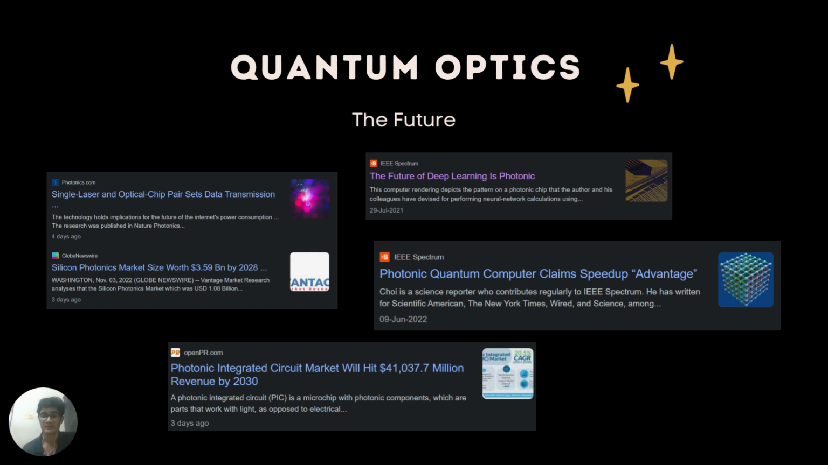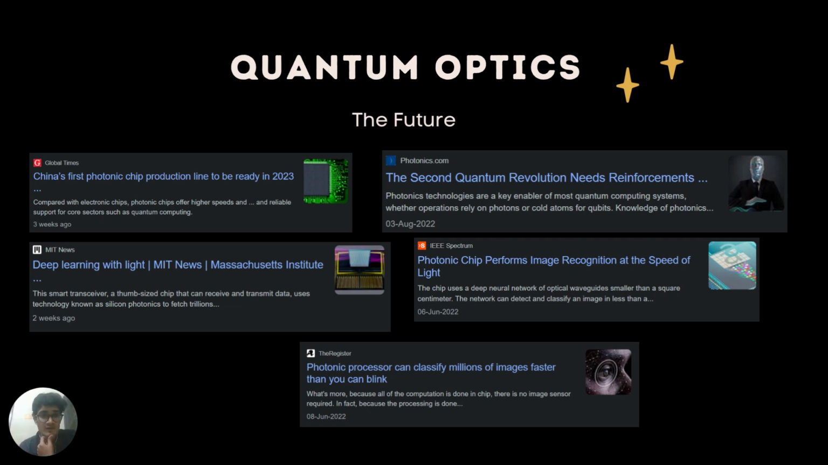This is another study. One more slide on this: China's first photonic chip production line to be ready by 2023. The second quantum revolution needs reinforcements, says another article at photonics.com. MIT News says that deep learning with light is being implemented using photonic chips. IEEE Spectrum again says that photonic chip performs image recognition at the speed of light. Mind blowing. There's another article which says photonic processor can classify millions of images faster than you can blink. Yes, the speed of light. That is what it is.